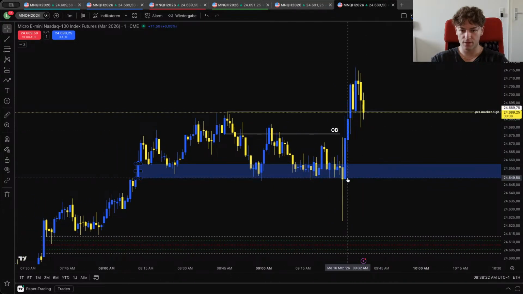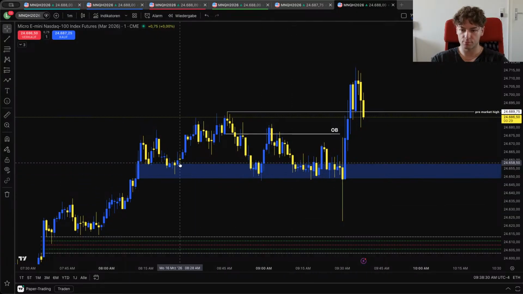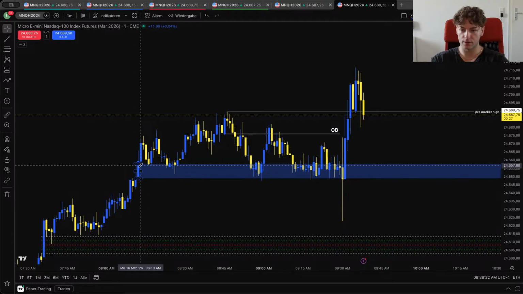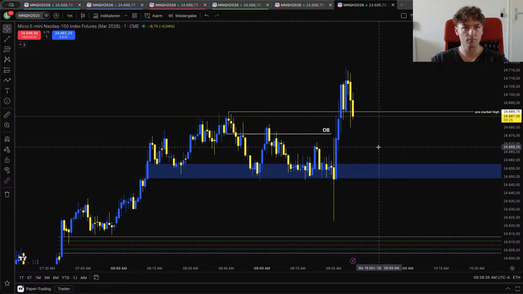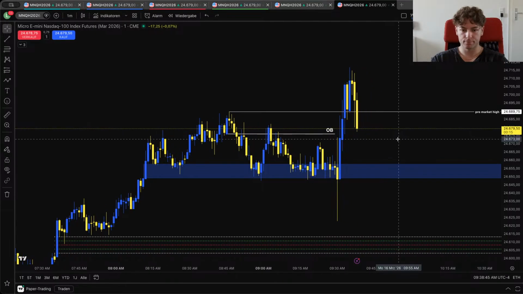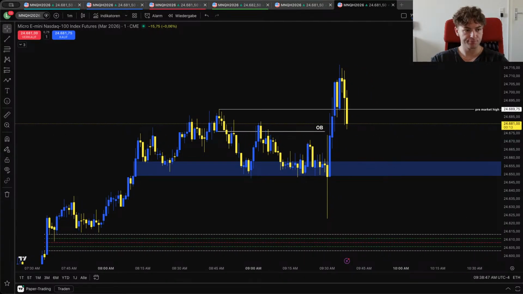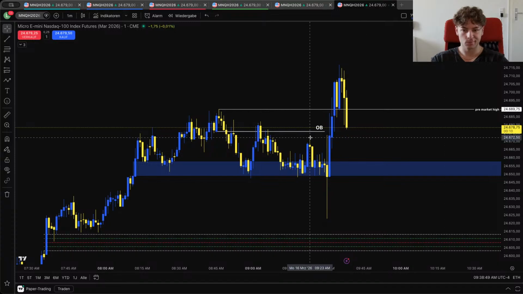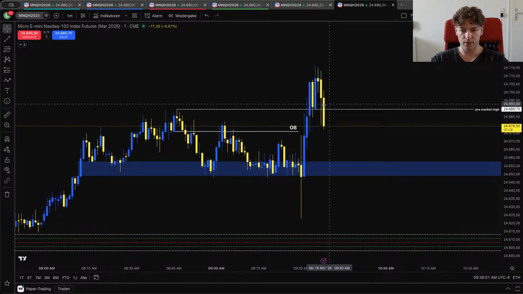See how at 9:30 this candle is weak lower, but look, the body's respected the low of this fair value gap. No first presented fair value gap for now.